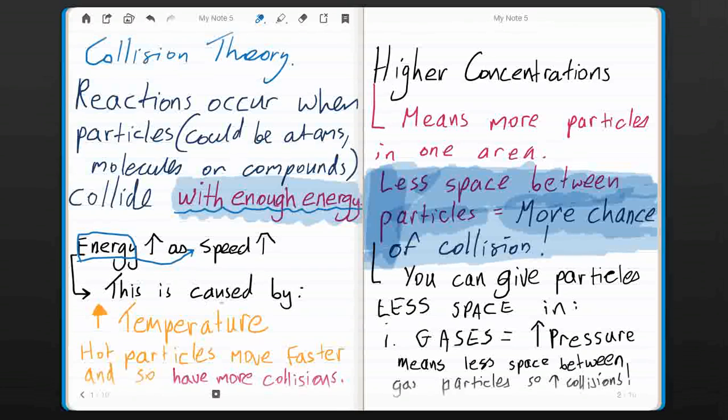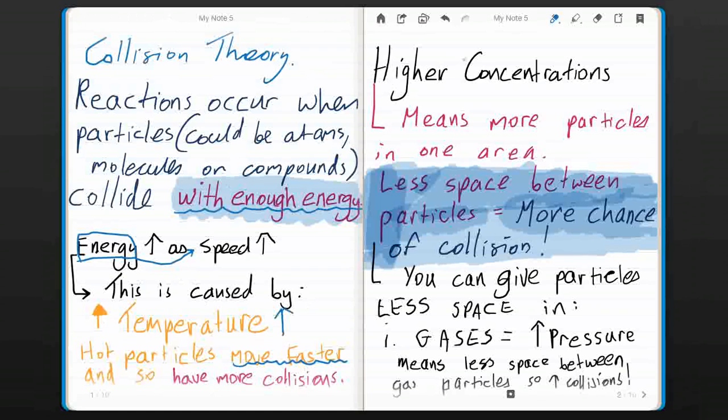So, energy increases with increasing temperature. Hot particles move faster, and because they move faster, they're more likely to collide, and because they're more likely to collide, one of those collisions is likely to cause a reaction. Okay, so that's one way you can increase the reaction speed.